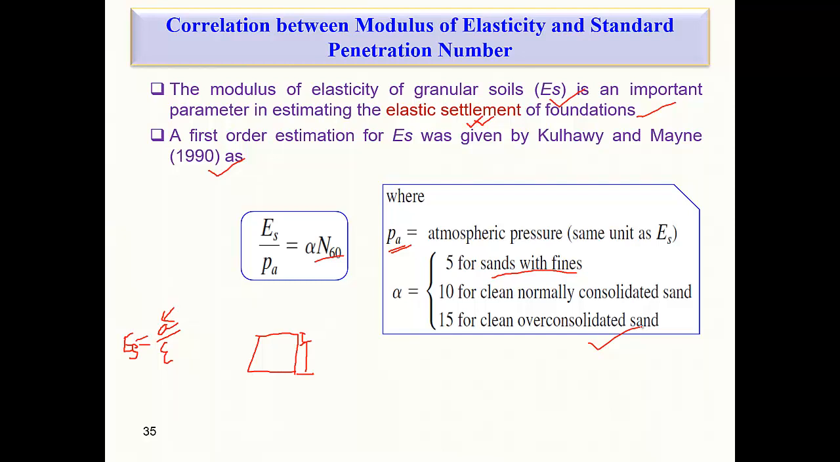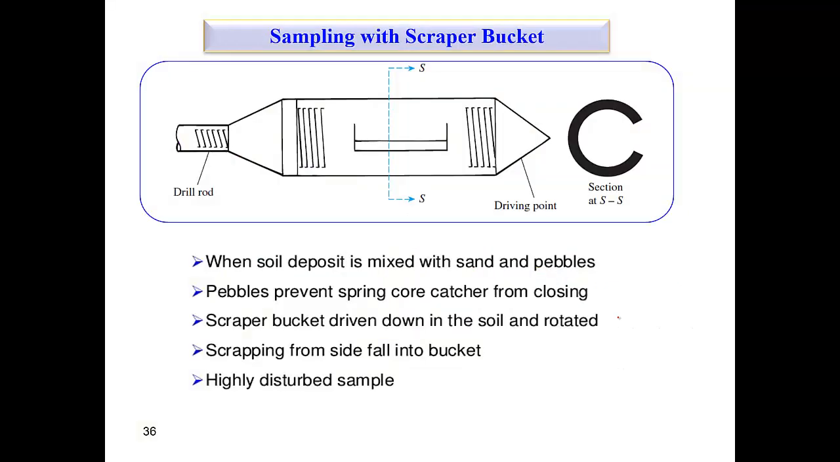Okay, so if I say calculate the modulus of elasticity for normally consolidated sand, what would be the alpha value? 10. Exactly. So alpha value would be 10. If I say over-consolidated sand, you'll use 15. Okay.